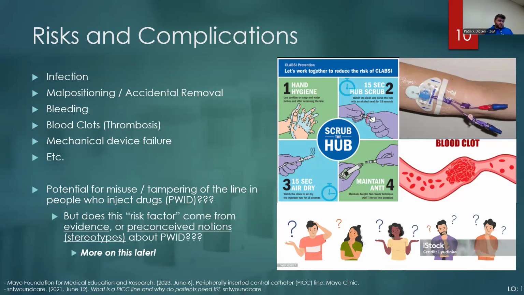Some risks and complications: infection, malpositioning or accidental removal, bleeding, blood clots, mechanical device failure. And there's always a question of, if someone has an opioid use disorder, can they use it to inject drugs? Or is that based off stereotypes? I'll learn more about that later.